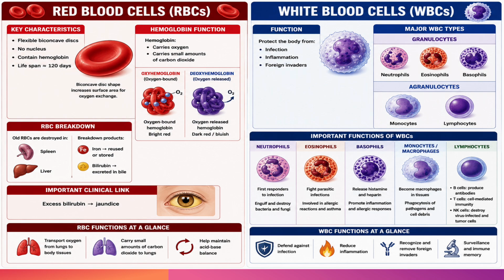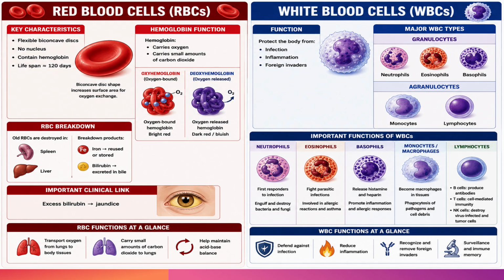Old RBCs break down mainly in the spleen and liver. Iron is recycled and reused, while bilirubin is excreted in the bile. Excess bilirubin can lead to things such as jaundice, which causes the yellowing of the skin and eyes. Right? The major function of RBCs is transportation of oxygen to tissues and carrying carbon dioxide back to the lungs.